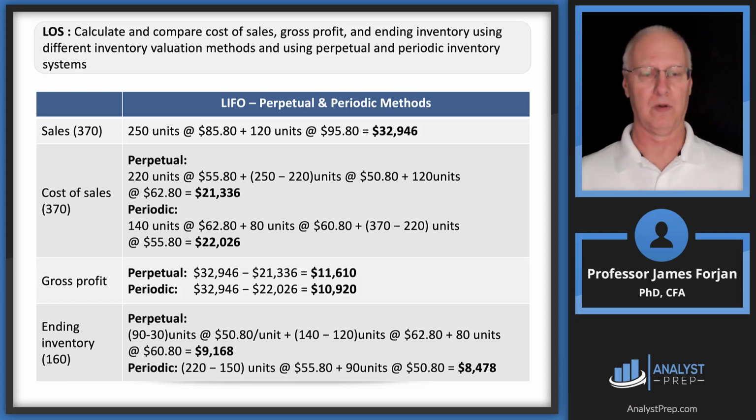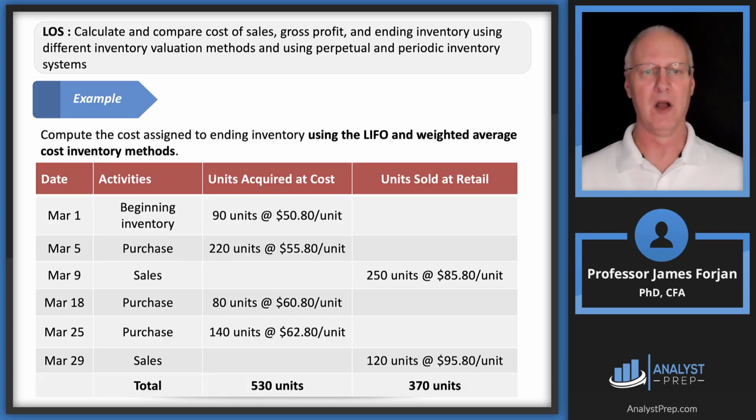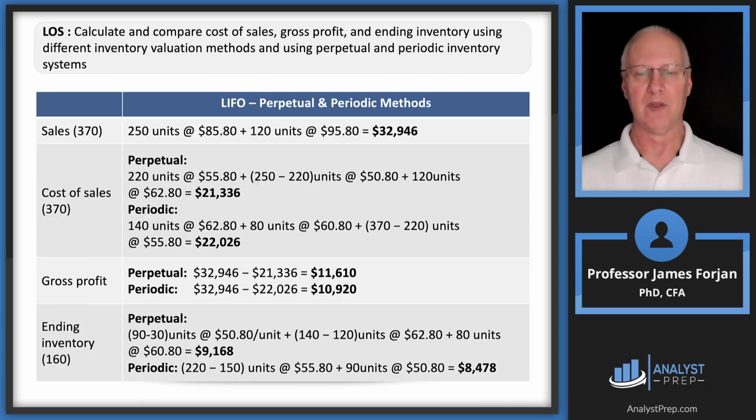And so if we're doing this LIFO, last in, first out, that must mean that my dad's first case of beer is still in there, right? So let's go back. All 90 units at $50.80 must be in ending inventory. So that's the second calculation there. Notice the 90 units times the $50.80.